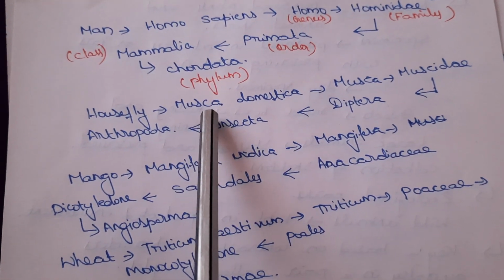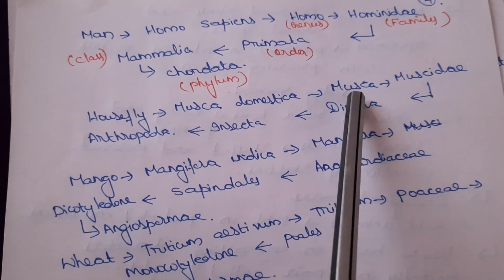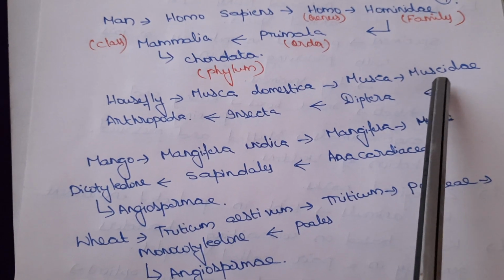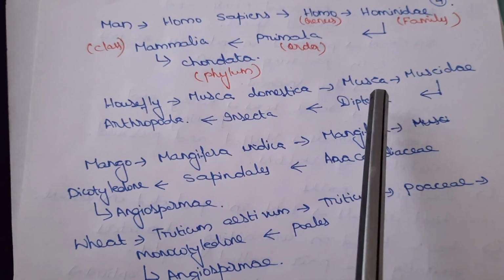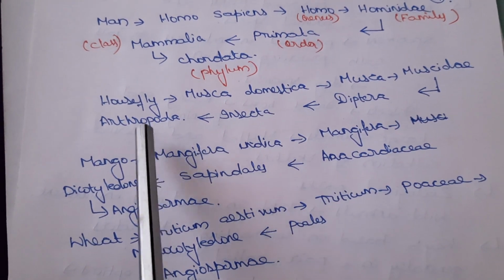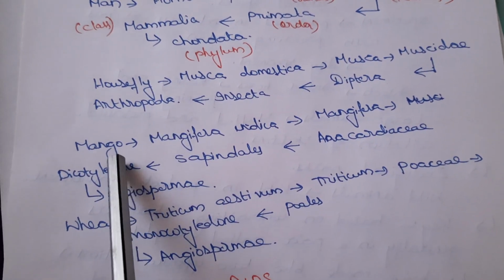Housefly, scientific name is Musca domestica. Musca is the genus name. Muscidae, that is the family name. Diptera order, Insecta is a class, Arthropoda phylum.